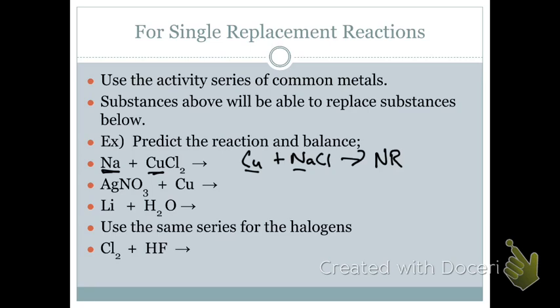All right, let's take a look at the halogens. Here we're going to see chlorine wants to bump out the fluorine. However, chlorine is below fluorine, and so there's going to be no reaction because fluorine is higher on the activity series. So chlorine does not have enough energy to bump out the fluorine.